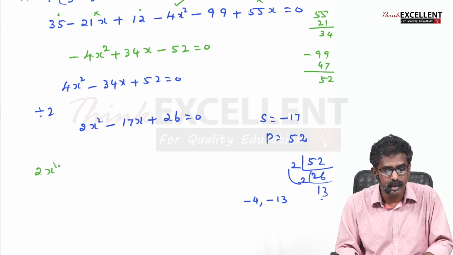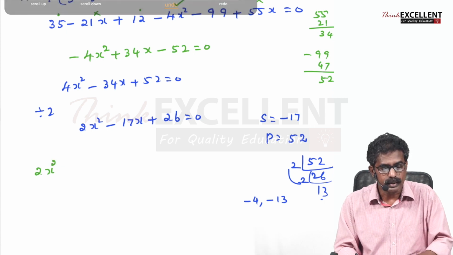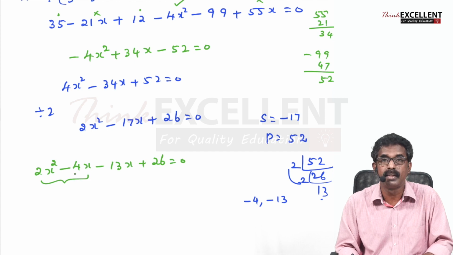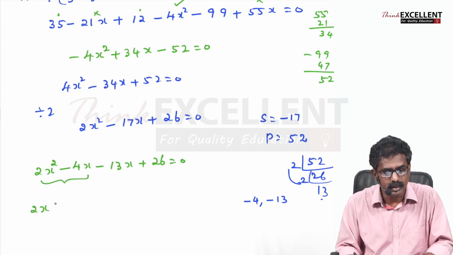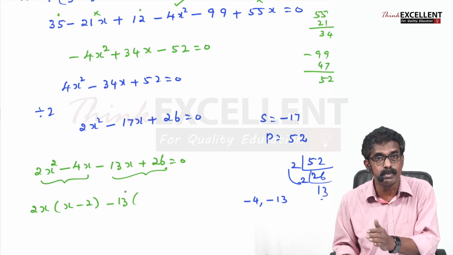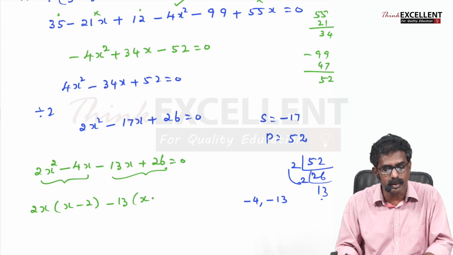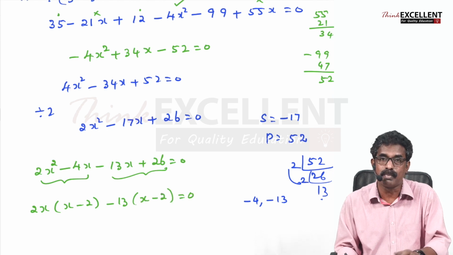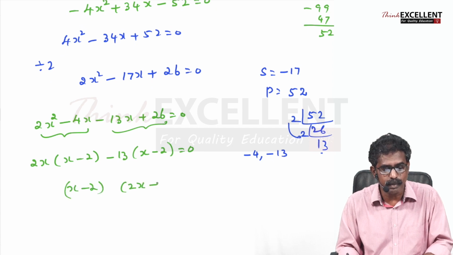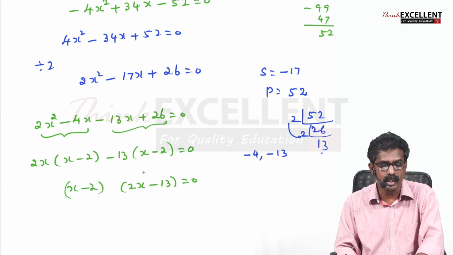So 2x square minus 4x minus 13x plus 26 equals 0. First and second, what is common? 2x, right? Take 2x common, what's remaining? X minus 2. Next two, you take minus 13 outside. Minus is not common, but still you take minus outside. So the minus becomes plus and the plus becomes minus. So minus 13, if you take outside, you will get x minus 2. If you have a doubt, you just multiply and see. Now take x minus 2 common. What's the remaining? 2x minus 13 equal to 0. So now there are two possibilities.